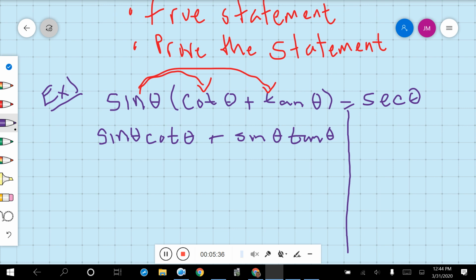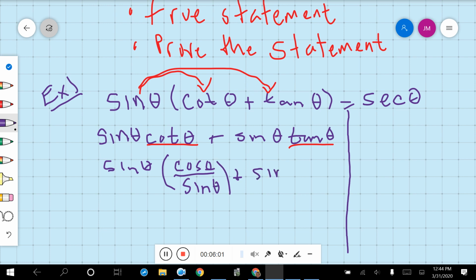So what I can do is replace cotangent with cosine over sine, and replace tangent with sine over cosine. So let's go ahead and do that. I still have this sine of theta. I'm going to replace cotangent with cosine theta over sine theta. I'm going to leave this sine theta and replace tangent with sine theta over cosine theta.